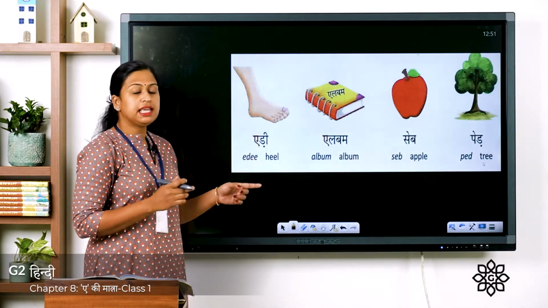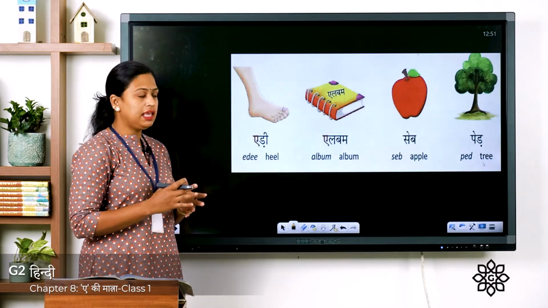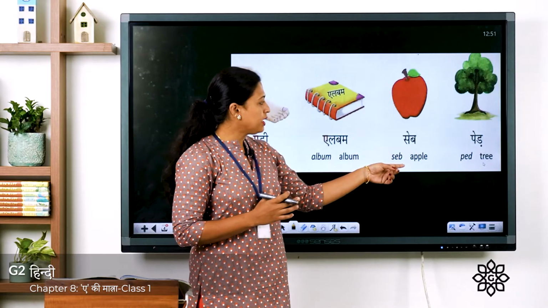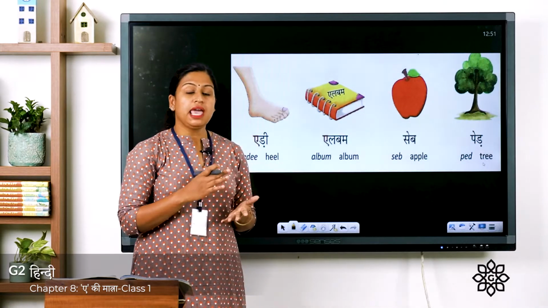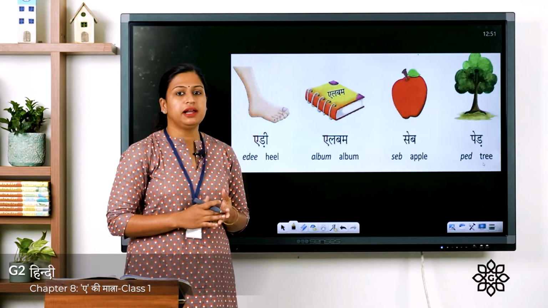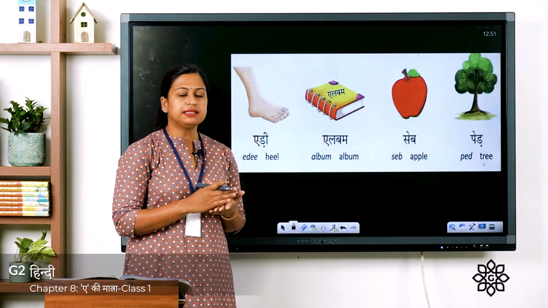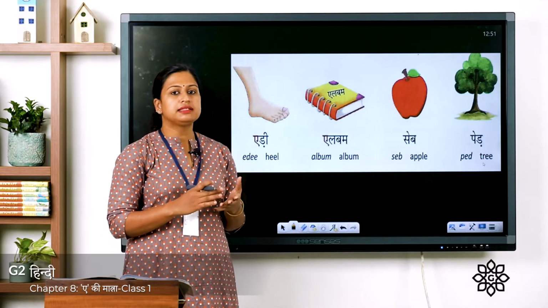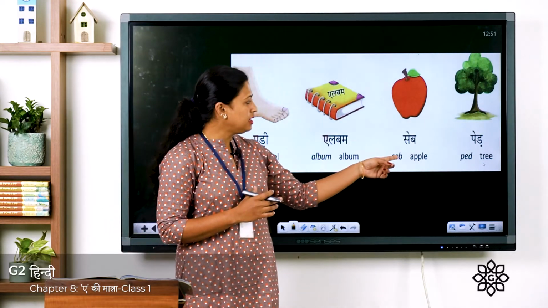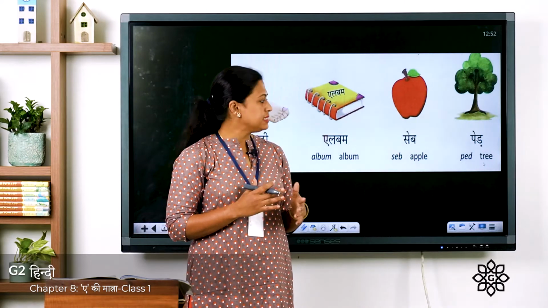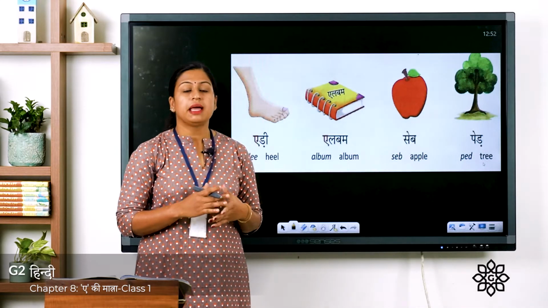The first one is AD. AD means heel. Next one, album. And here you can see we are using A symbol with the Vyanjan letter Sa. So it sounds Say. Sa plus A ki matra, it sounds Say. And the word is Seb. Seb means apple.